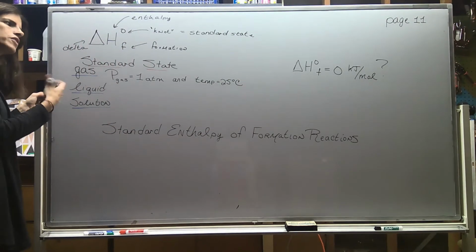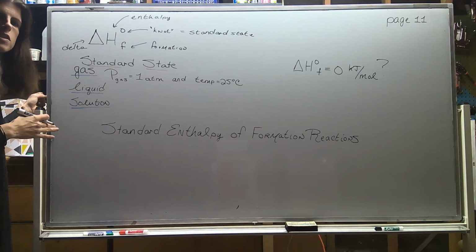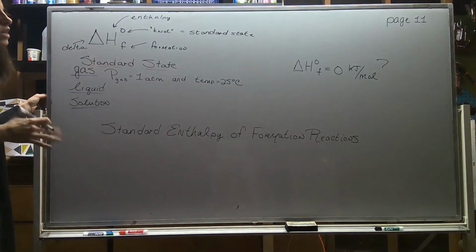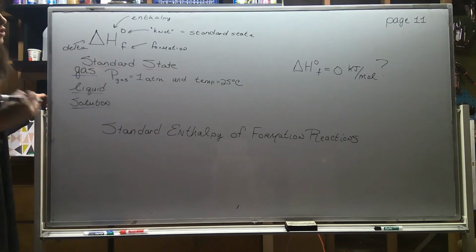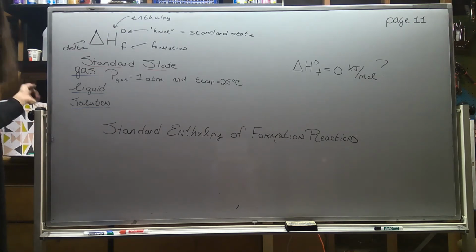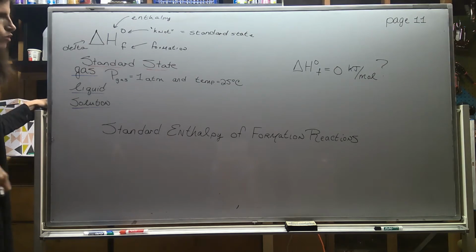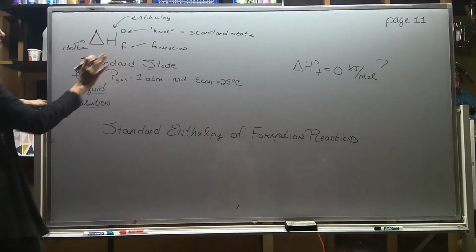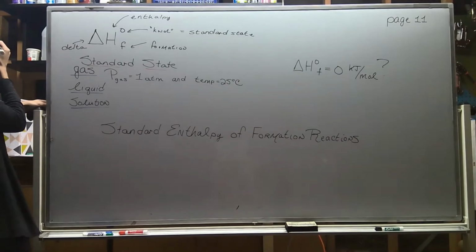I think scientists use 25 degrees Celsius as the standard temperature because it's relatively close to room temperature. Room temperature is usually not that hot, but it's close enough, and it's also an easier number to remember than something like 22. 22 degrees Celsius might be closer to room temperature, but that's kind of hard to remember. So 25 degrees Celsius is your standard temperature.